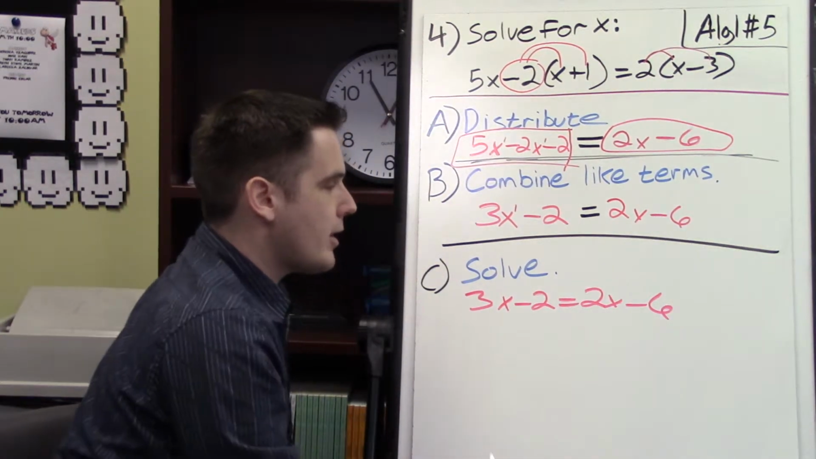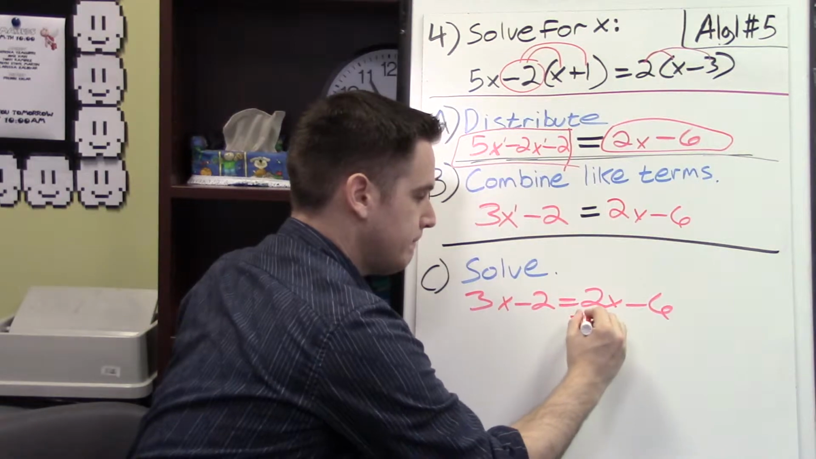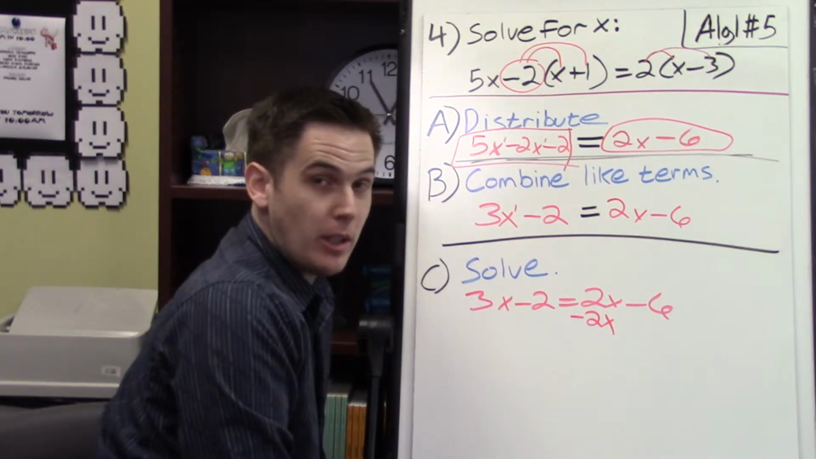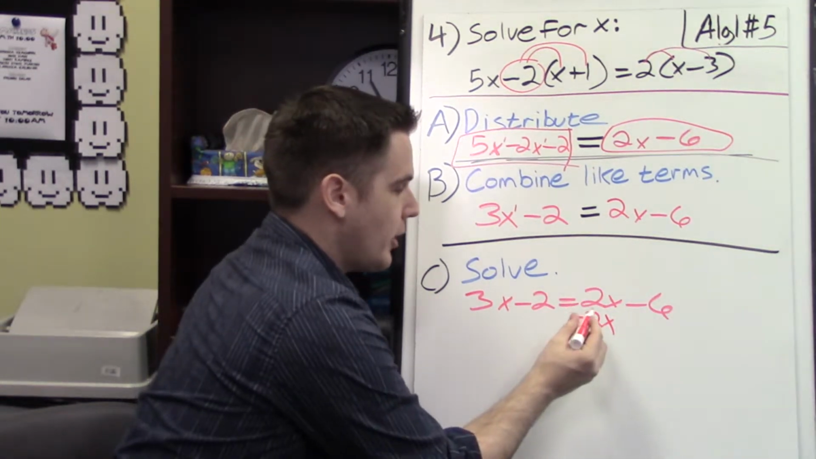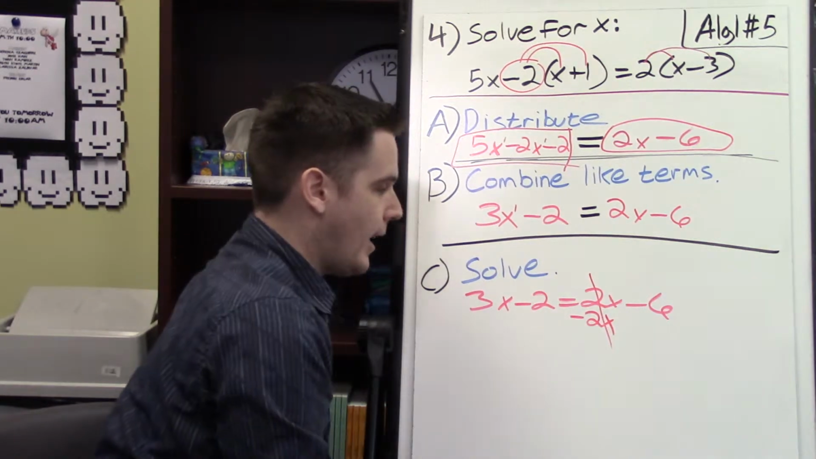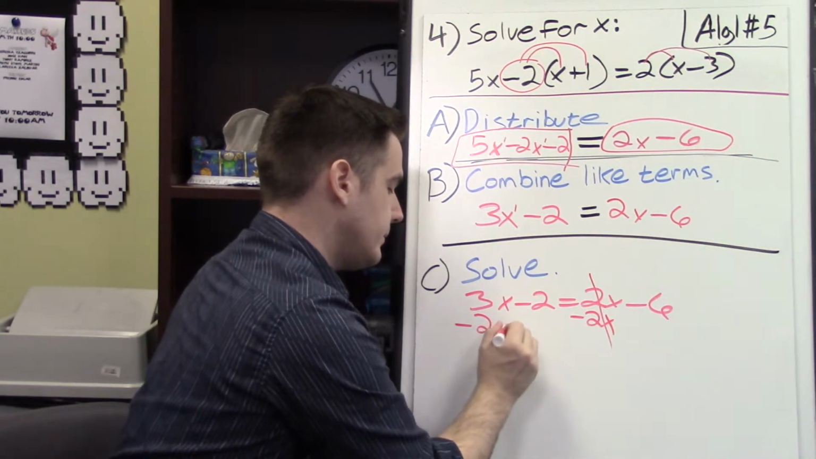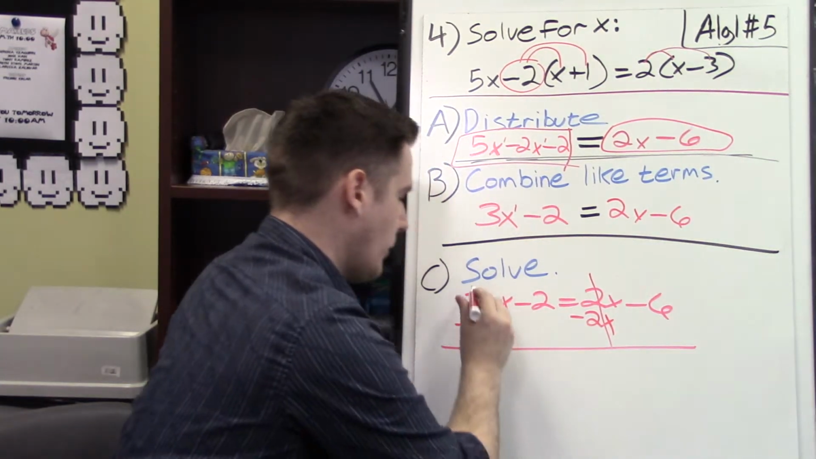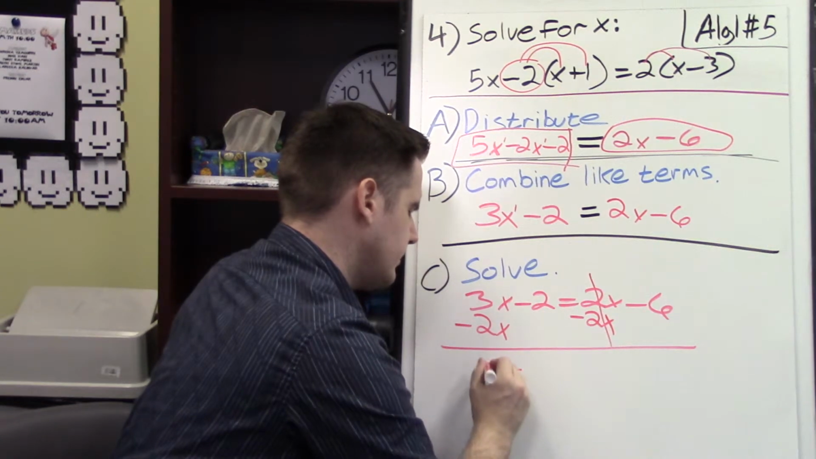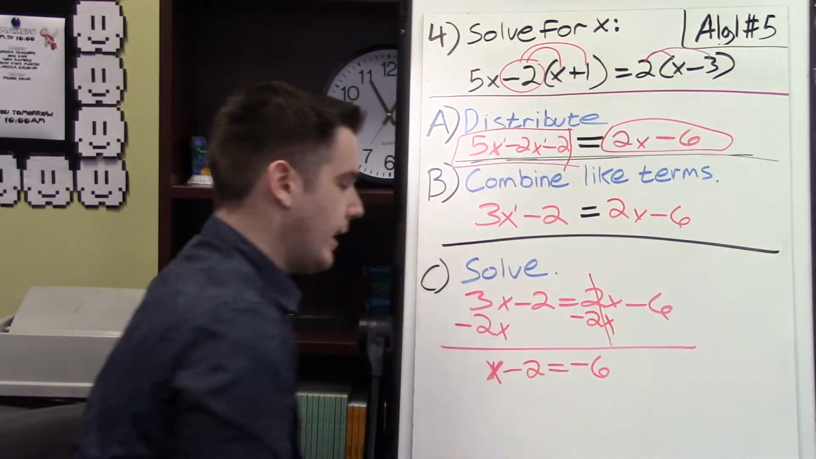It doesn't matter where you start. I'm going to start with the x's, and I'm going to start with the smaller x because it'll just make things easier math-wise, but you can start anywhere you want. Remember, whatever you do to one side of the equal sign, you do to the other. So this is going to cancel out that. 3x minus 2x equals x, minus 2 equals negative 6, because that's still hanging on over there.